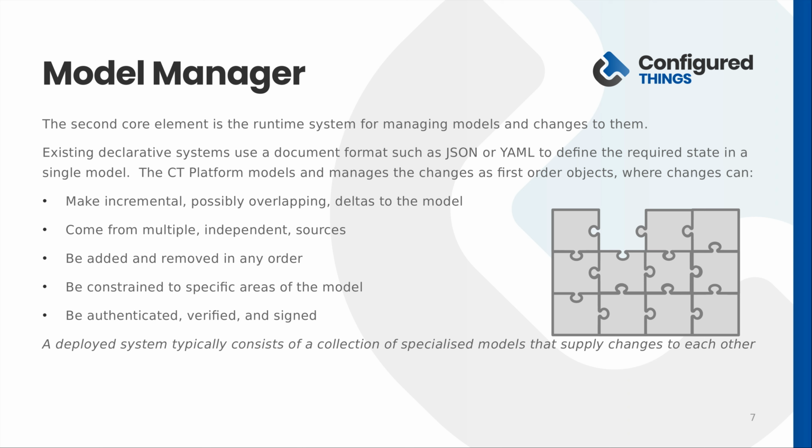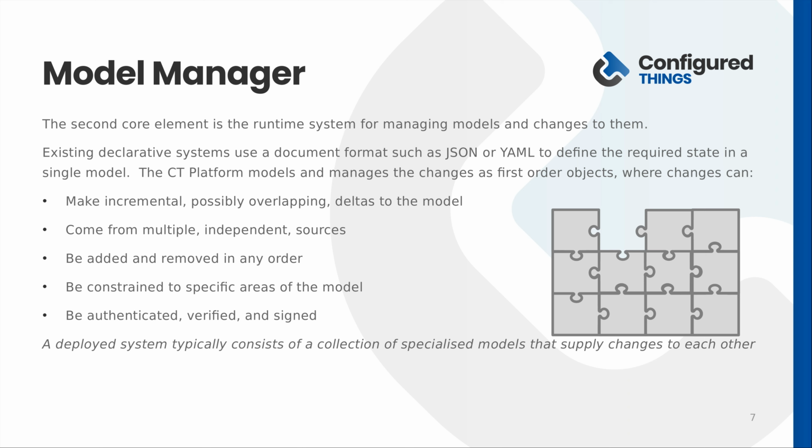So you've still got this declarative state at the middle, but you're focused on managing that model. What's different in our approach is we actually manage the changes as first-order objects. And we recognize that the changes can make incremental, possibly overlapping deltas to some part of the model. They can be coming from multiple independent sources, and they can be added and removed in any order. This gives a very powerful paradigm for being able to not just recover to some previous state, but in some cases recover to an entirely different state if one change no longer needs to be made. That's the reality you see in many distributed systems, where all these different actors are applying and removing changes the whole time.